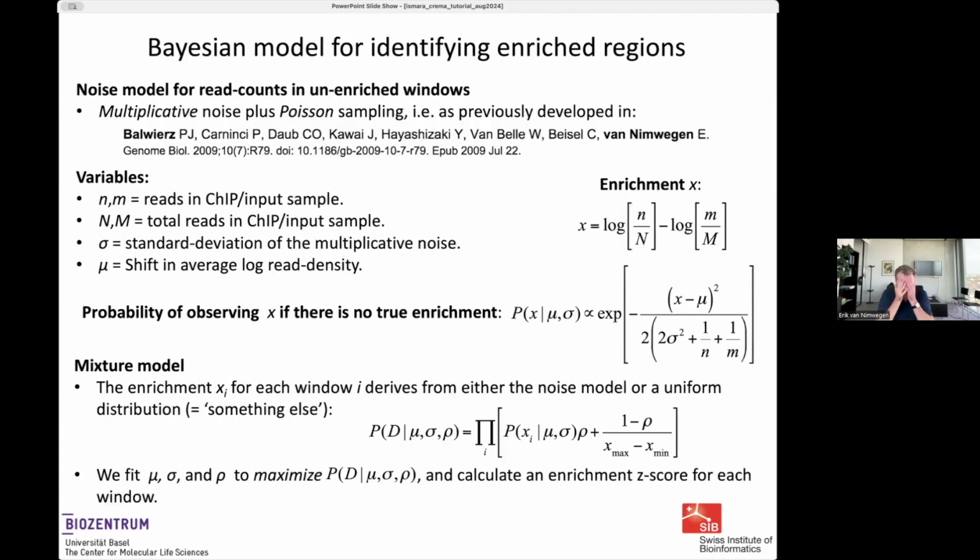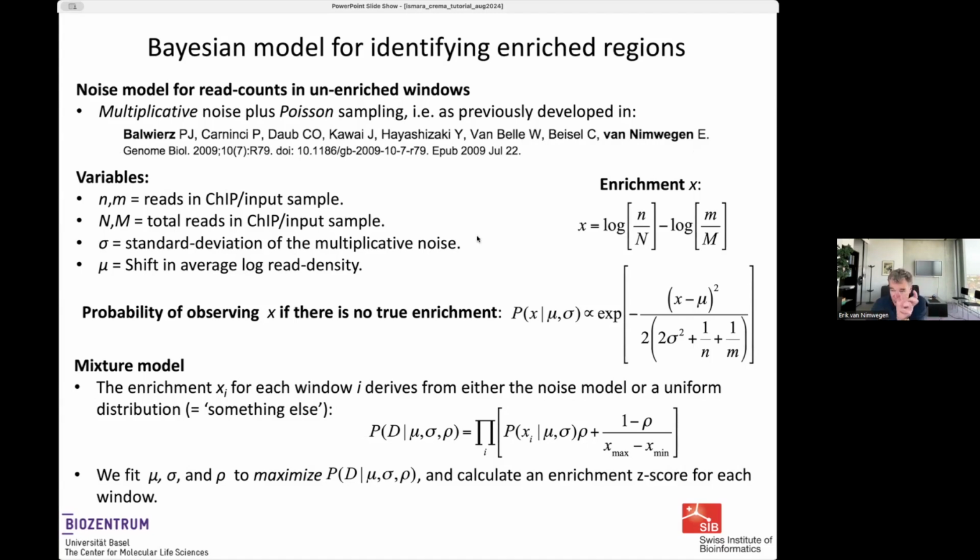All right, so now the key thing is, when we compare the number of reads we get in the ChIP sample versus the number of reads we get in the background, how do we actually quantify the significance of the enrichment? We use a statistical model that was first developed in a paper in 2009. We're using a model of multiplicative noise, or a log normal distribution, and Poisson sampling noise. So it works as follows.